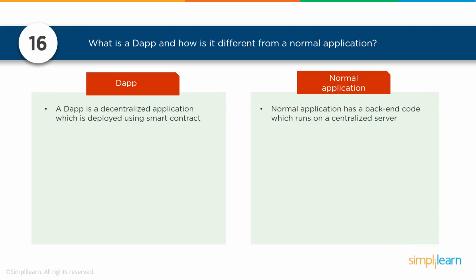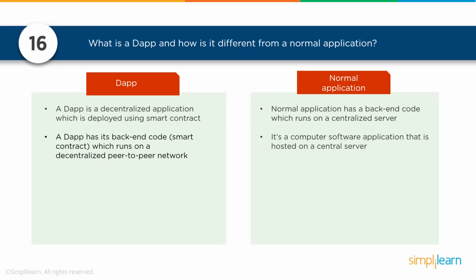In a normal application, it has a centralized database which is running on a centralized server. So you have a single server and a single code which is maintaining the entire application. No information is shared and it is a single point of failure. A Dapp has its backend code, a smart contract, which runs on a decentralized peer-to-peer network. In a normal application, it's a typical computer software application that is hosted on a central server.